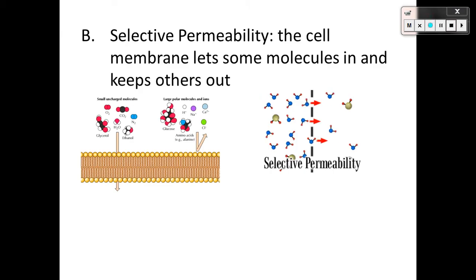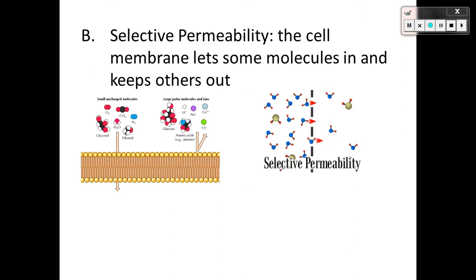So we say that our cell membrane, one of its functions is that it is selectively permeable. Now, these are new words, but the concept we've known before. So let's just break it down. Selective simply means that you are extra choosy on something. You're very choosy about it.